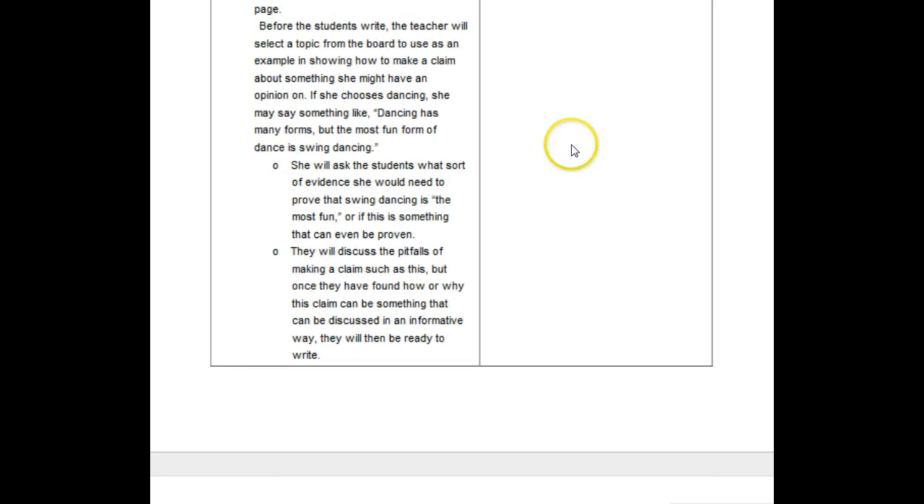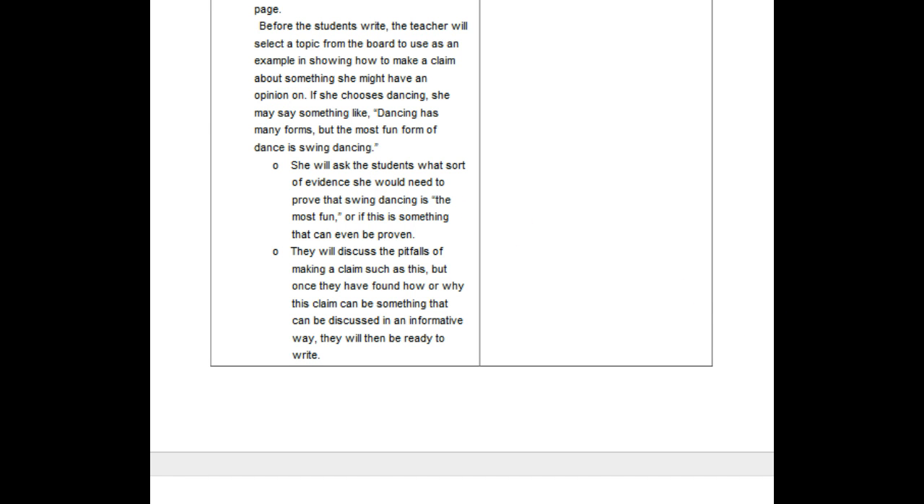Then you choose dancing as a topic, and you write an opinion sentence. Dancing has many forms, but the most fun form of dance is swing dancing. So that's an opinion, not a claim. Claims have to be arguable, and we can't argue opinions. You can bicker about opinions, but you can't truly argue in the sense that you are working to put together a logical, well thought through, well structured argument in order to convince someone. You can't convince someone about fun, right?